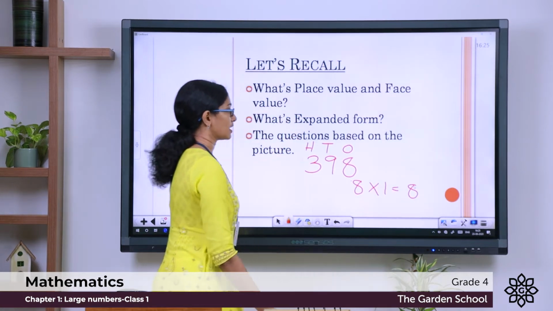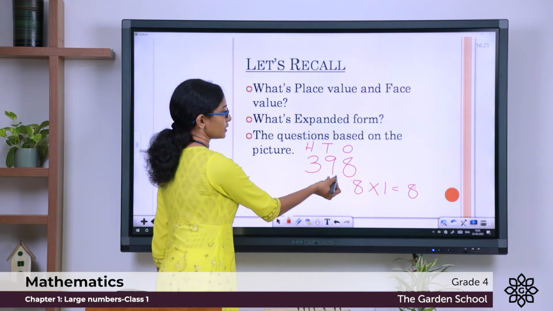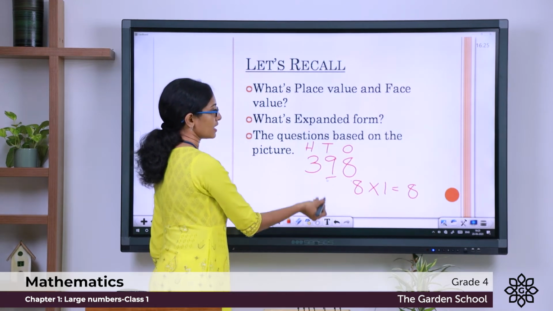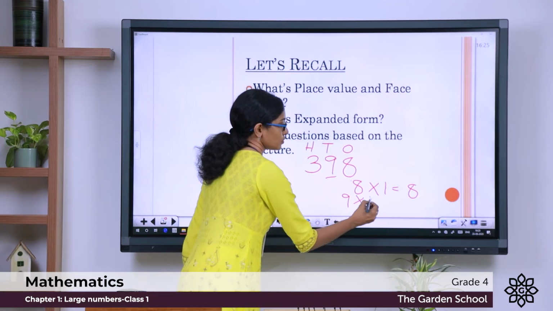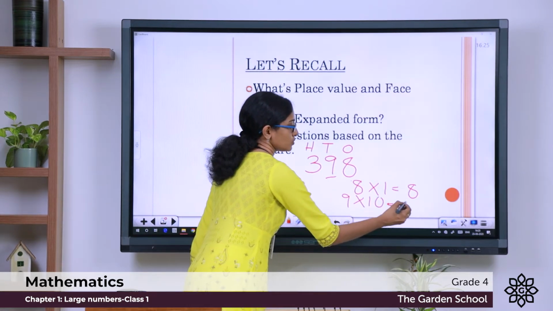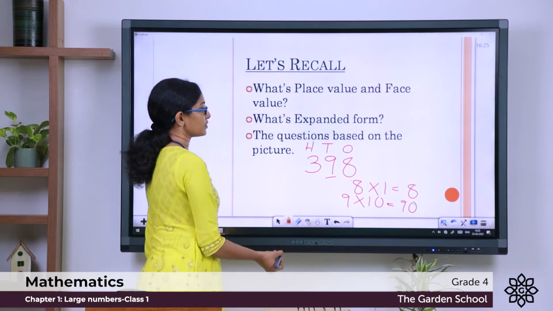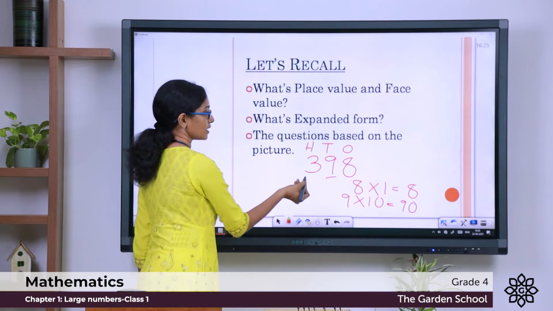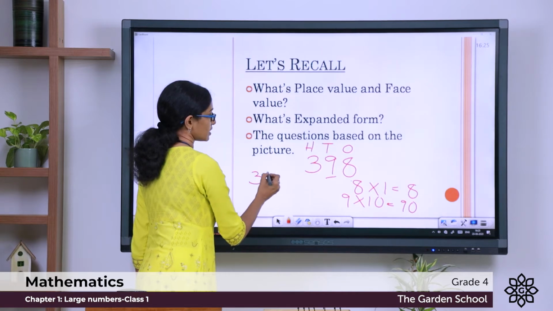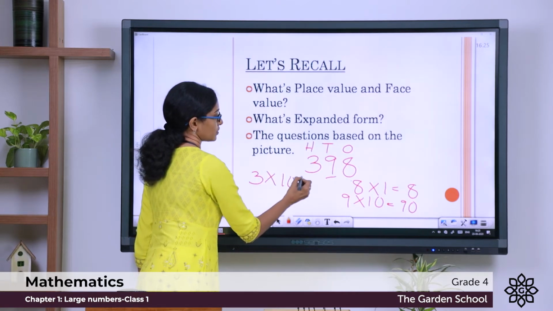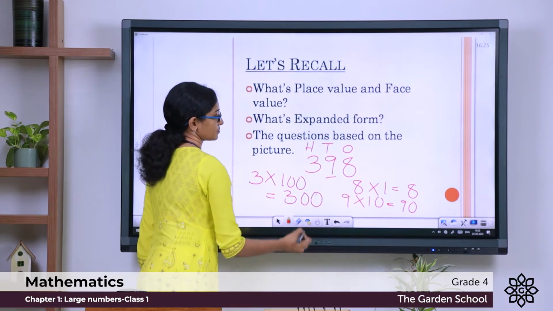And in the tens place we have the digit 9. The face value of 9 is 9 itself, and the place value will be 9 tens or 9 into 10 equal to 90. And 3 is in hundreds place. Its face value is 3 and the place value is 3 hundreds or 3 into 100, which is equal to 300.